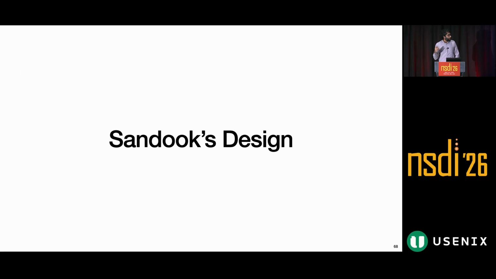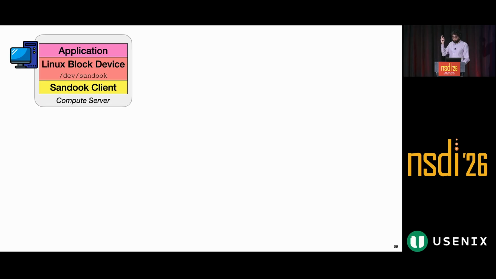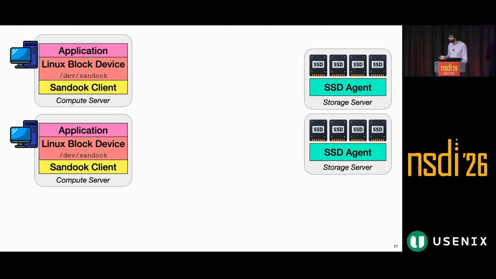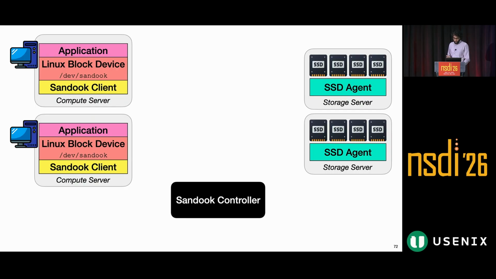So as a result of these two ideas, I'll present what Sandook's system design looks like. On the left, you have compute servers. You have your standard applications, which can talk to Sandook over a standard Linux block device, for example, over /dev/Sandook, or through a file system, which internally, the block device talks to the rest of the system using a thin Sandook client. And you can have multiple compute servers. On the right side, you have storage servers, each of which has an SSD agent, which is responsible for the SSDs housed in that particular server. And you have a controller that bridges these two sides.